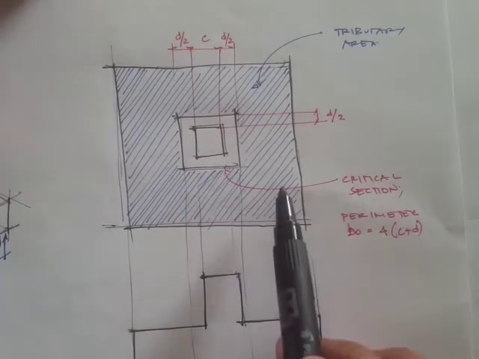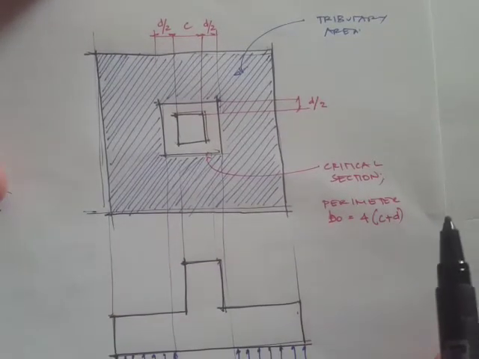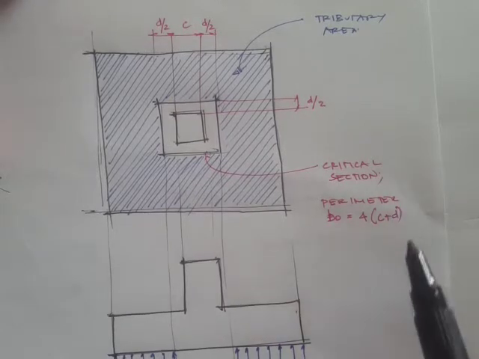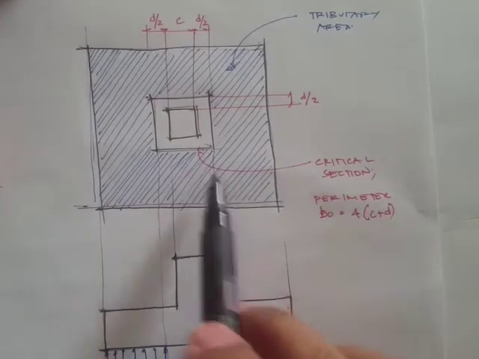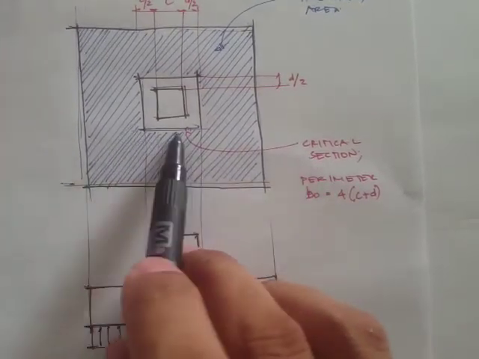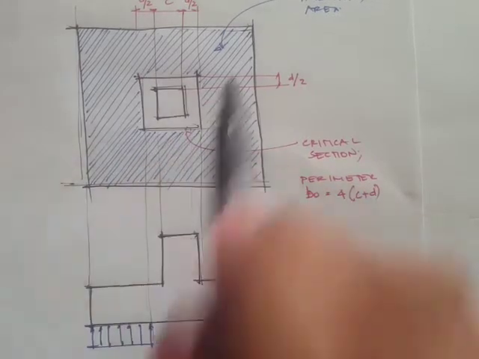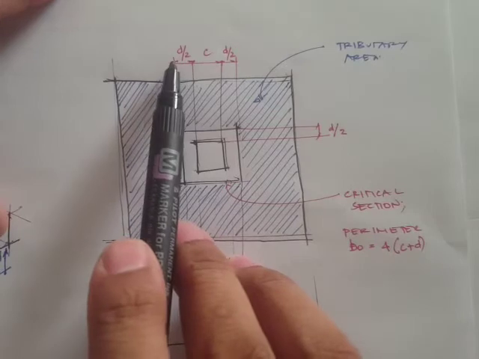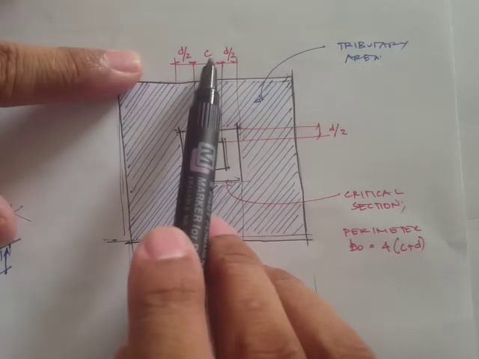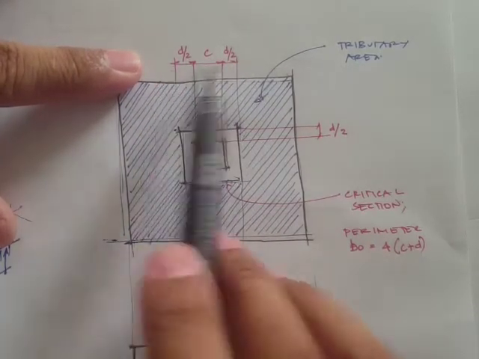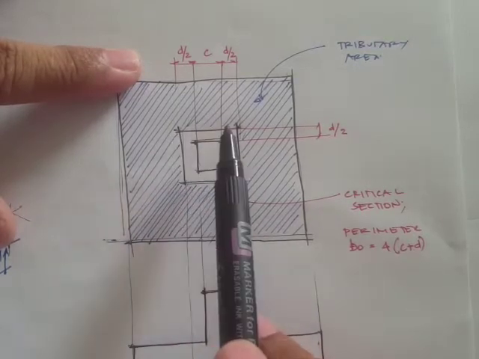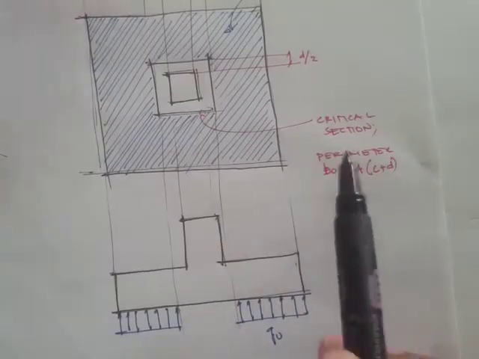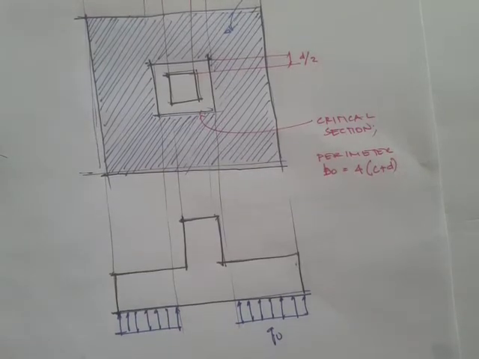Now this critical section, we're going to need this parameter, and that's actually the perimeter of this critical section. So how do you find the perimeter of the section? It's basically D over 2 plus C plus D over 2. Since this is square, you just multiply that by 4, and that's going to be our perimeter.